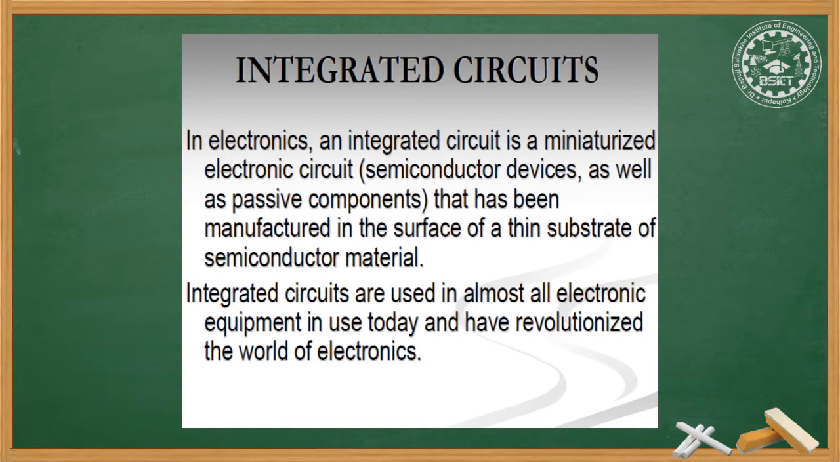In electronics, an integrated circuit, means IC, is a miniaturized electronic circuit. Semiconductor devices as well as passive components are there in the IC that has been manufactured on the surface of a thin substrate of semiconductor material. We have studied that semiconductor materials mainly used are silicon and germanium. Integrated circuits are used in almost all electronic equipment in use today and have revolutionized the whole world of electronics.